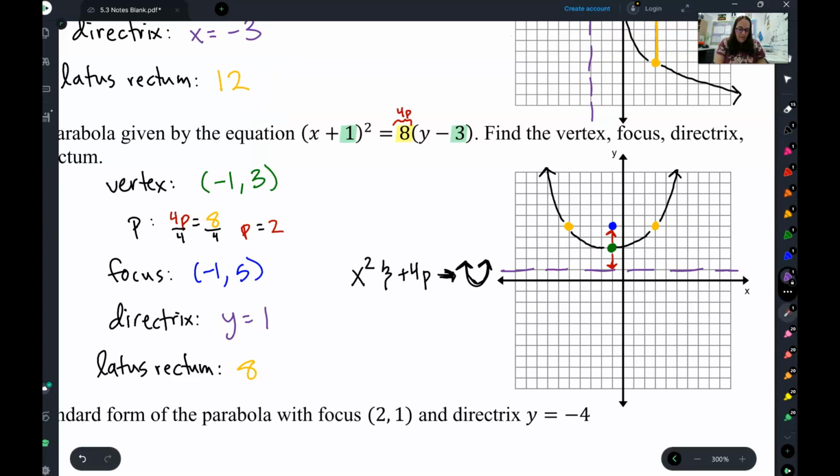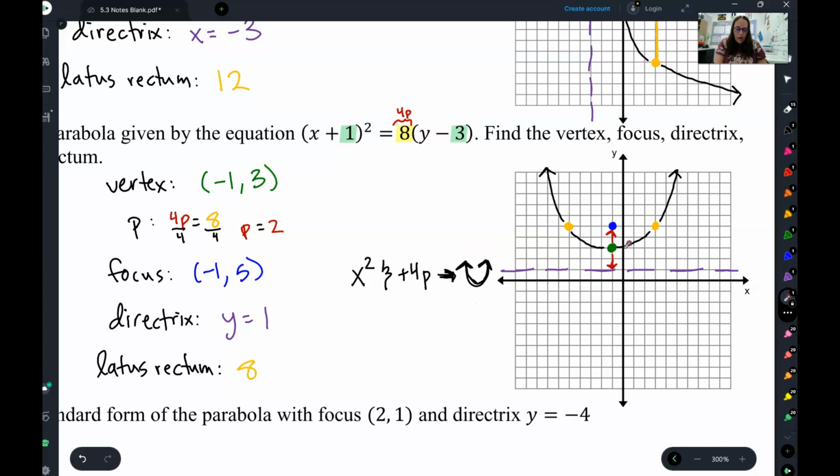Let's see how you did this time. I have my h always goes with x, and my k always goes with y. There's my vertex, (-1, 3), so I plotted that. My latus rectum is 8, so I put that there. I set that 8 equal to my 4p, so I could solve for p and get 2. Now I need to know what direction to take it, so I notice this is an x squared equation. My 4p is positive, which means this parabola should face up.